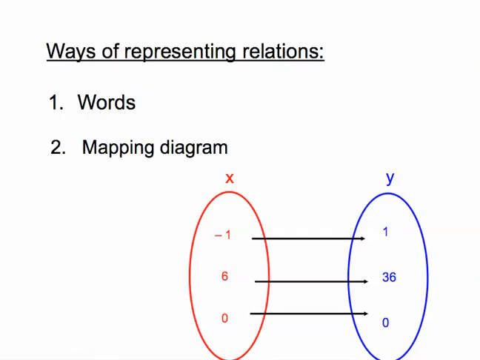So there are several different ways of representing relations. One is to just talk about it in words. We could say that the output variable y is the secret identity of the input variable x if we were using the superhero values from before. We could draw a mapping diagram like we've seen with the two different ellipses, where we have one set for the input and one set for the output.